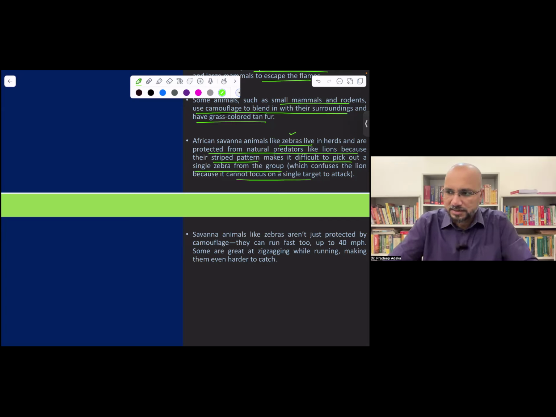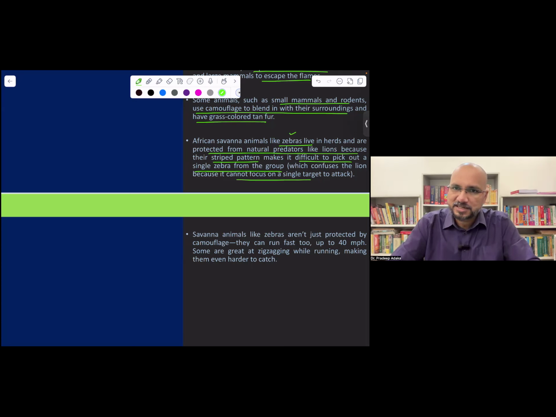Generally, these carnivores will go for the young ones or the weaker ones which cannot run. It will be very difficult for the lioness to focus on a single one because they will be moving, and these stripes make it very difficult to focus on a single zebra. So their striped pattern makes it very difficult for predators to focus on a single weak one, and they can also run very fast.